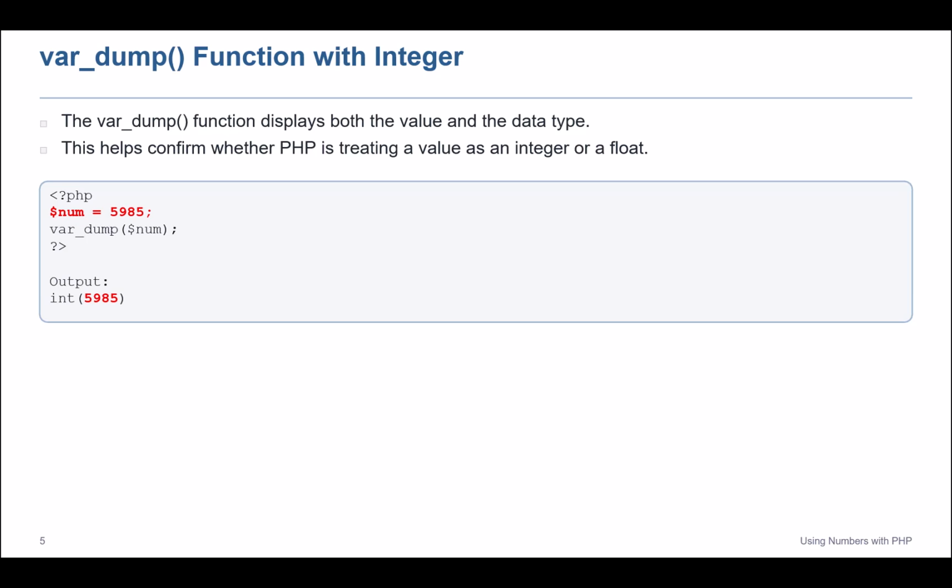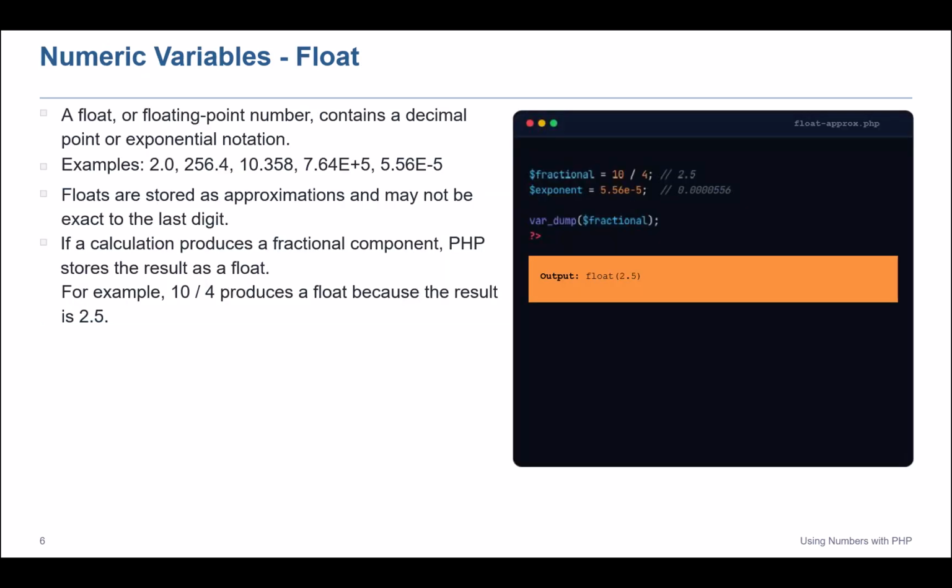The var_dump function is very useful when working with numbers. Rather than using only print, you can pass a variable to var_dump. This function displays both the value and the data type. This can help confirm whether PHP is treating a value as an integer or a float.